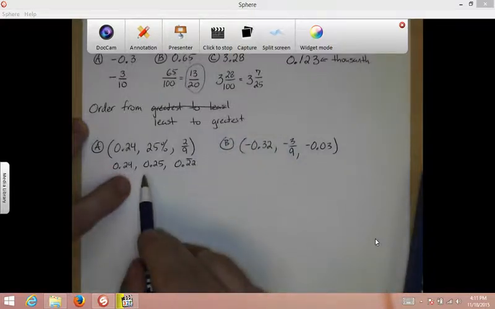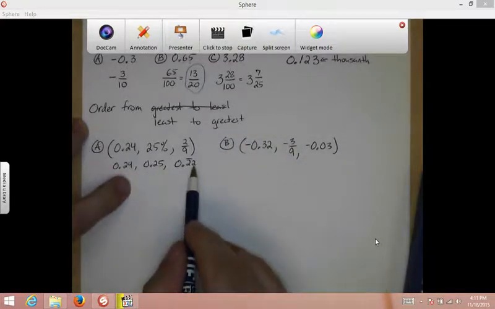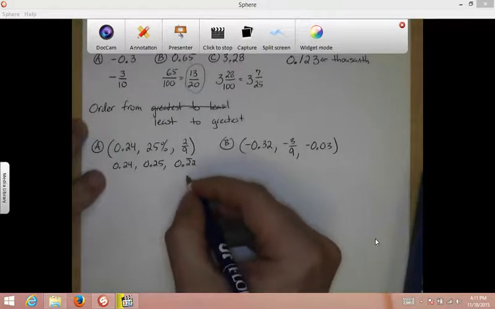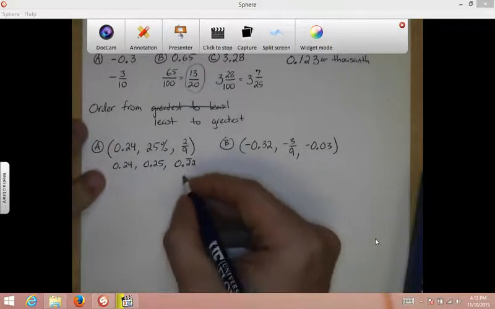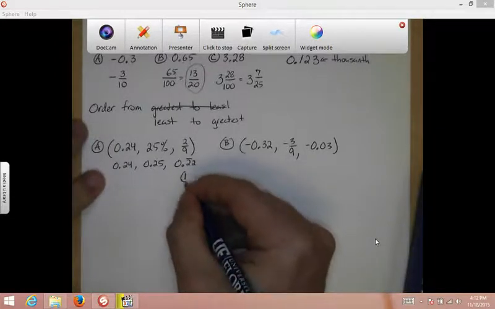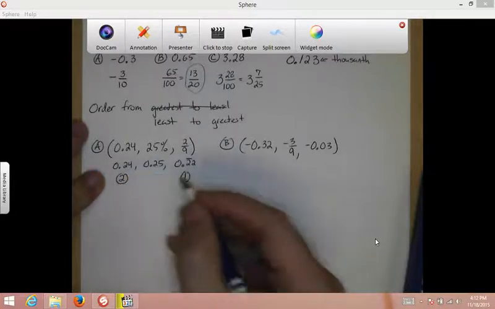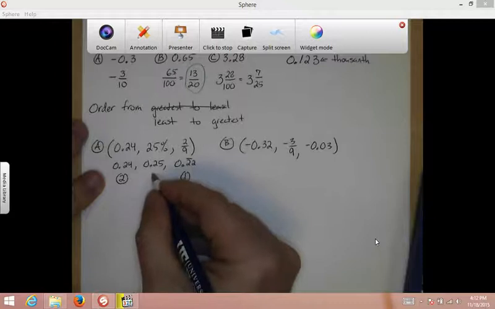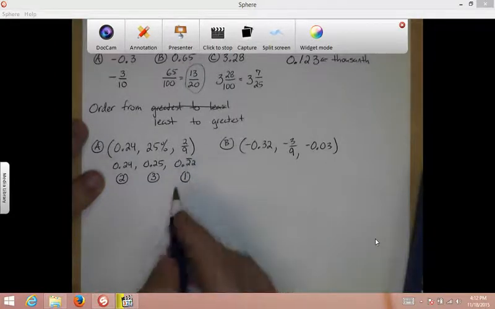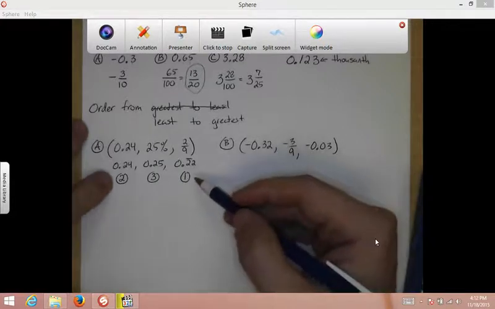So now in the hundredths place, I've got a 4, 5, and 2, and that helps us put it in order. So, 2 is the smallest, so this is going to be the least. 4 is the next one. That's going to be our second number. And 5 is the largest, so that's in third place. I put this here so it helps me to remember what goes where when I write my final answer.